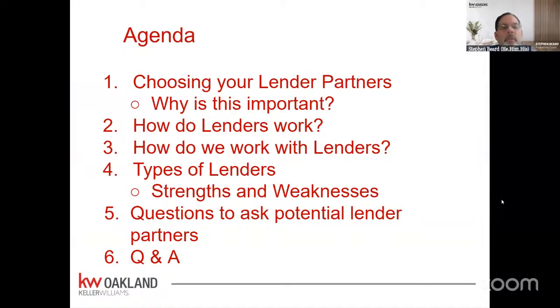There are basically 6 elements that we're going to do today. We're going to talk about choosing your lender partner. Why is it important to care about this at all? How do lenders actually do their jobs? How do we work with them? Like as realtors, how do we interact with them? And what are the different types of lenders? What are the strengths and weaknesses of different types? Because they come in all kinds of types, just the same way real estate agents do. And then we're going to talk about questions you can ask potential lender partners. And if there are any questions, I will take your questions. So that's what we're going to do.